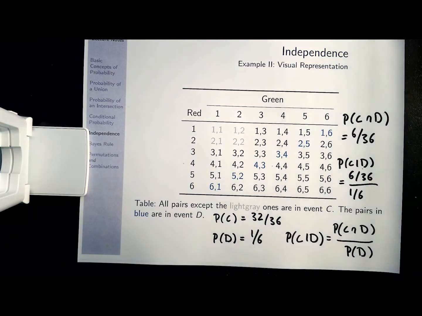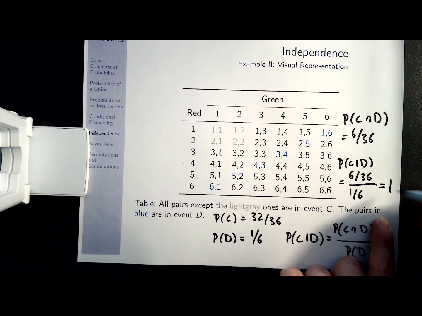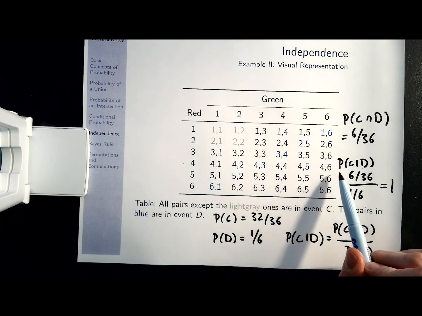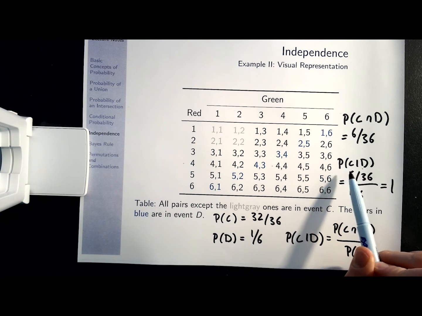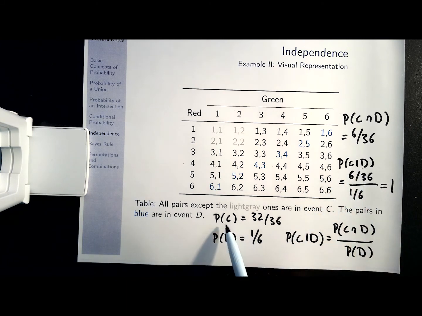And hence that probability is equal to 1. Thus the conditional probability of C, given that D happened, is not the same as the probability of C, and hence we are looking at two dependent events.